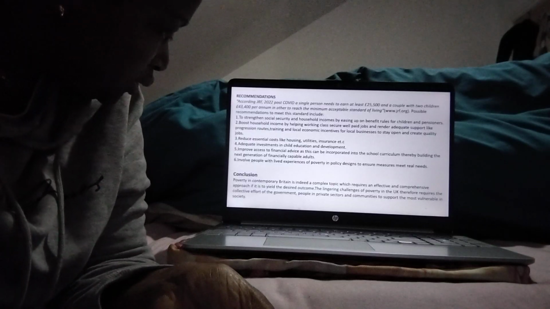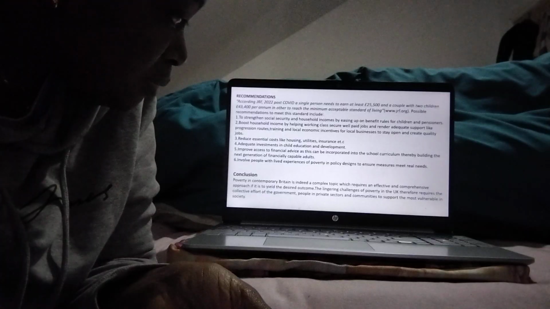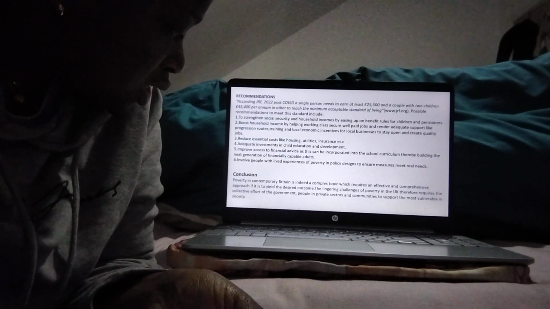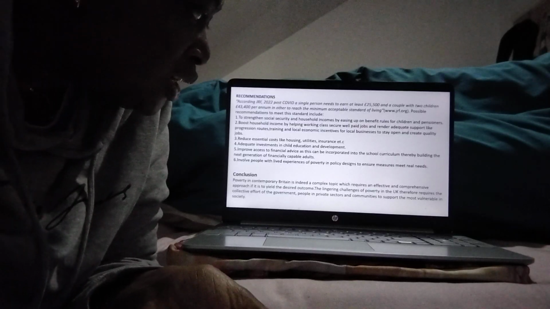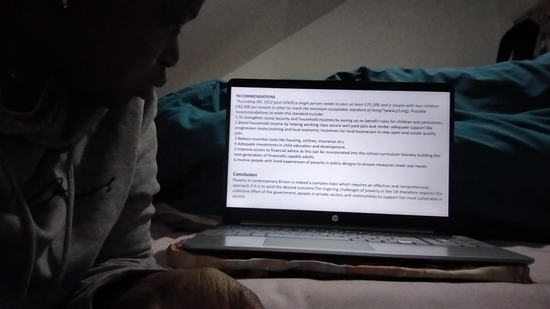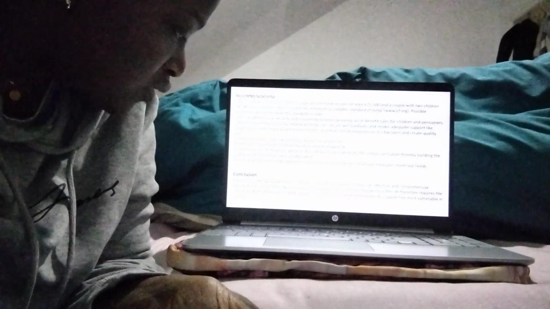In conclusion, poverty in contemporary Britain is indeed a complex topic which requires an effective and comprehensive approach if it is to yield the desired outcome. The lingering challenges of poverty in the UK therefore require the collective efforts of the government, the people in private sectors, and communities to support the most vulnerable in our society.